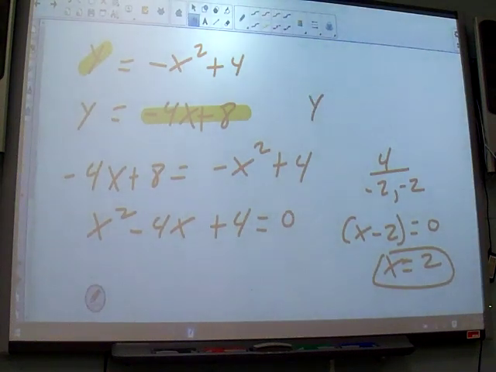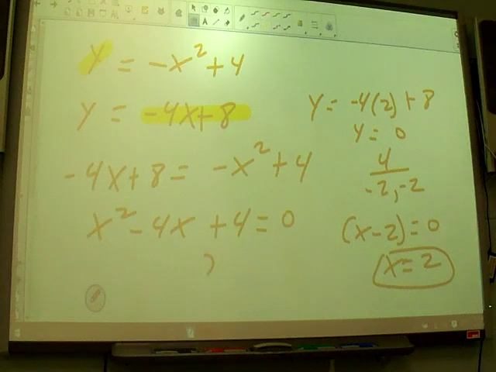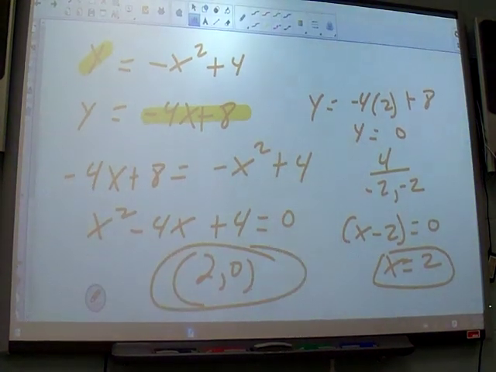I'm going to say y equals negative 4 times 2 plus 8. So that's negative 8 plus 8, so that is 0. So the place these two intersect is at (2, 0).